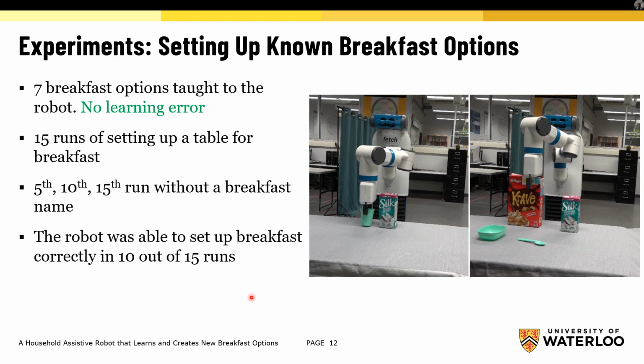In our first experiment, we tested the ability of the robot to learn breakfast options from the user and then set them up on the table. We noticed that in the 7 breakfast options taught to the robot, there was no learning error. Then to test the robot for setting up breakfast, we performed 15 runs. In this case, there were 10 out of 15 times when the robot was able to correctly set up a breakfast. In the other ones, there were errors picking up some objects.